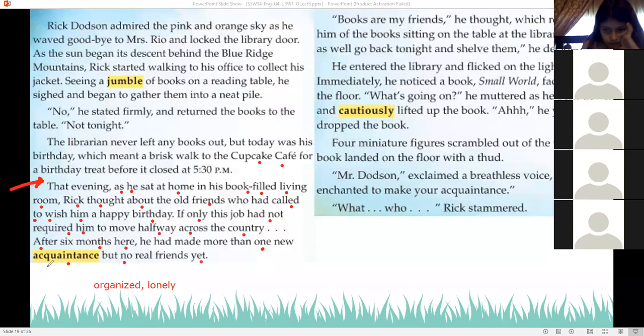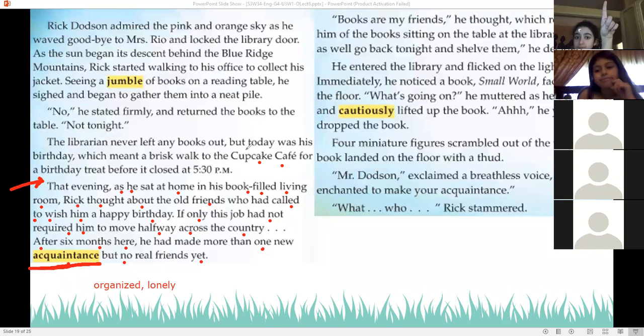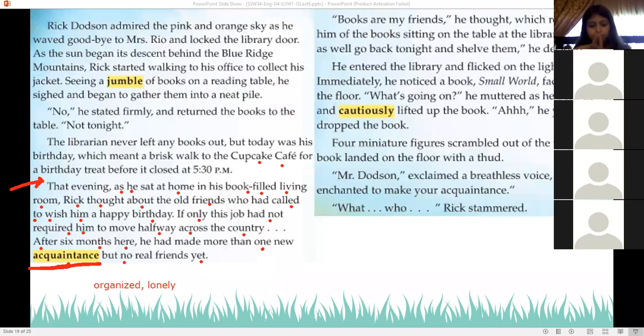Yes, exactly. What do we mean by acquaintance? An acquaintance means someone you know. But is he a close friend or no? No. Of course, an acquaintance is not a close friend, not like Danielle. Your friend is Danielle, right? So Danielle is your friend, but maybe someone in another section or someone in grade 4A is an acquaintance. It means that you know him, but he's not a friend.